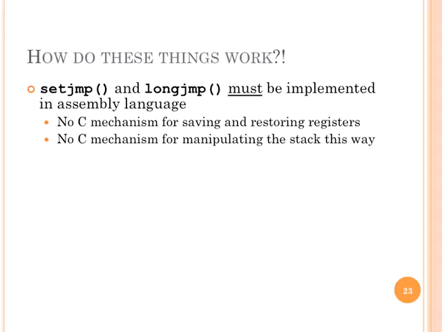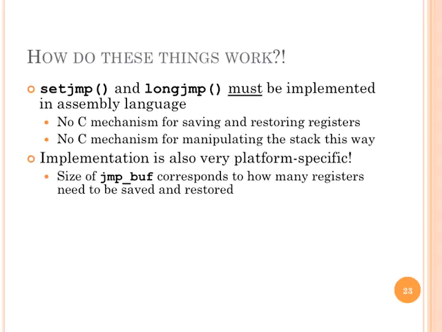It really is all about cdecl and making sure you understand the calling convention and manipulate things following the calling convention so that you can just go back to where you came from appropriately and fake it like a wormhole. Okay, so like I said, there's no C mechanism for doing these things, so we have to implement setjmp and longjmp in assembly language.